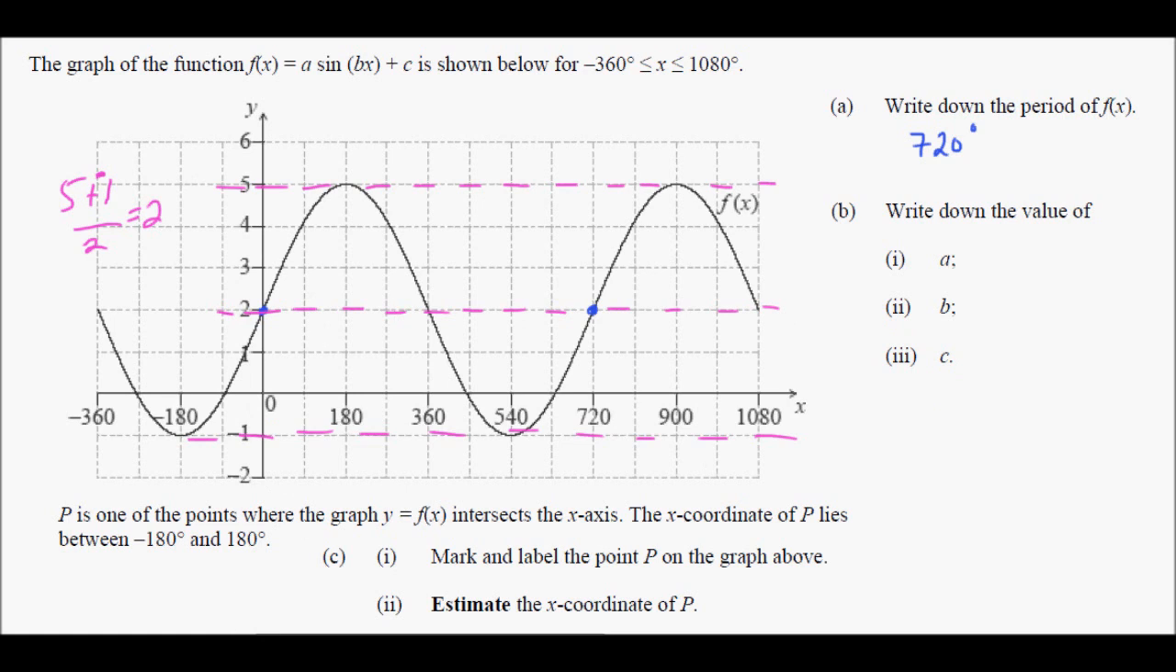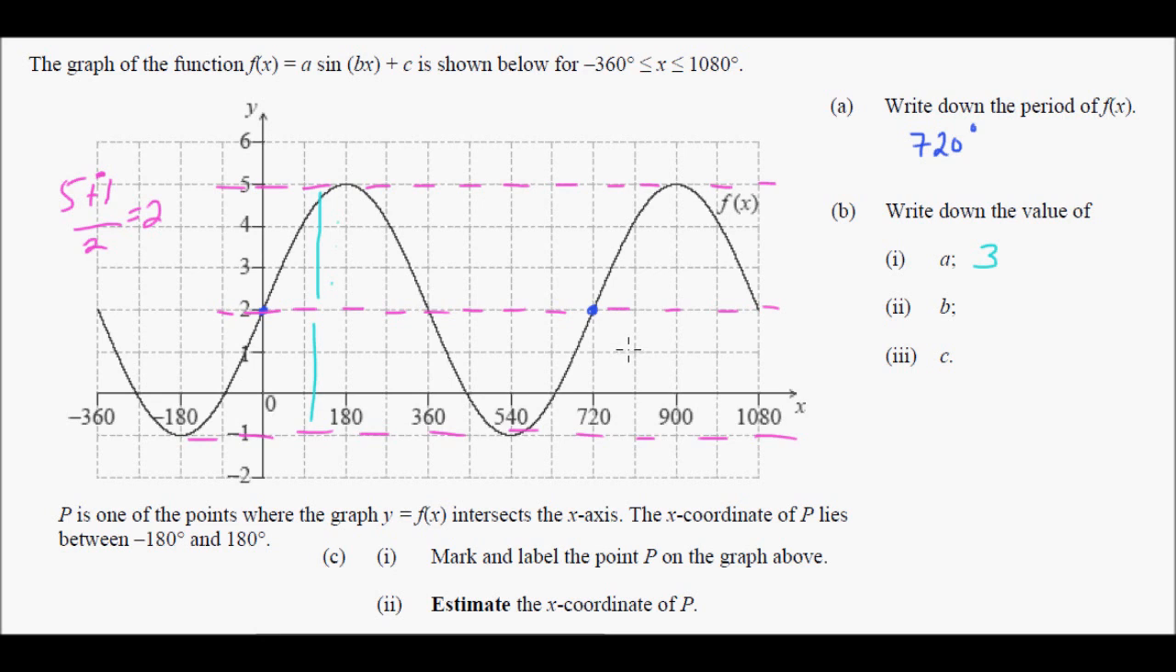Now, what we want to do is look for the amplitude. Let's look at that right there. How many spaces is that? 1, 2, 3. So the amplitude is going to be 3.